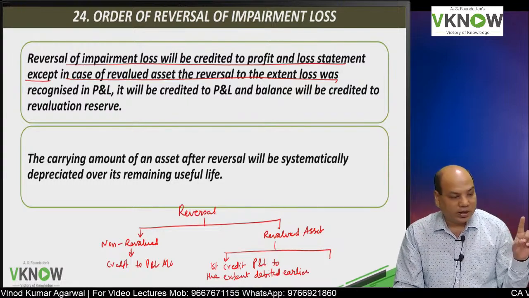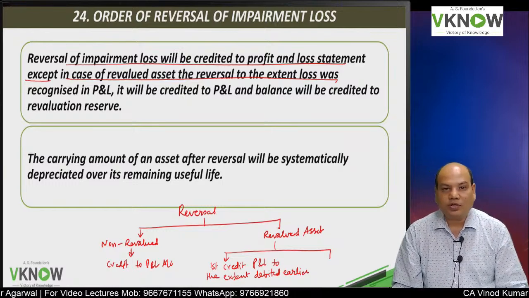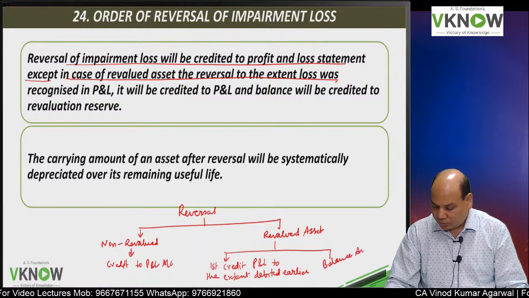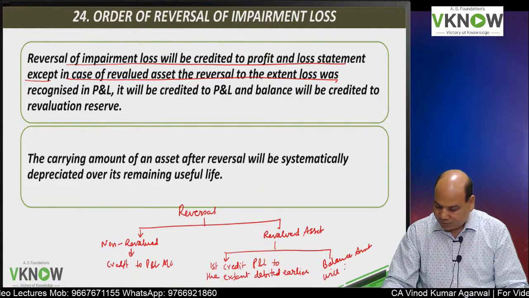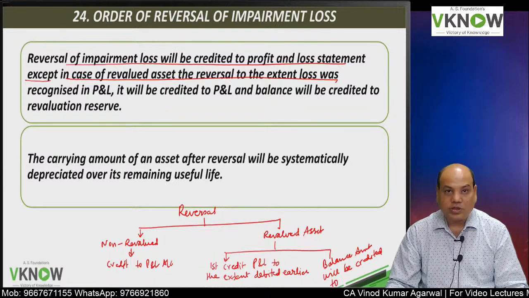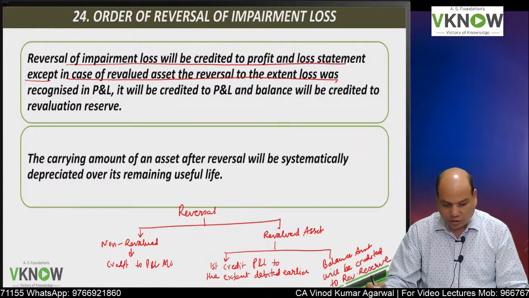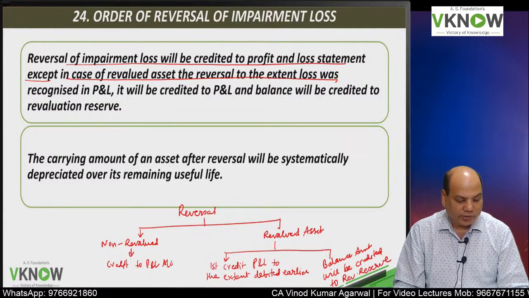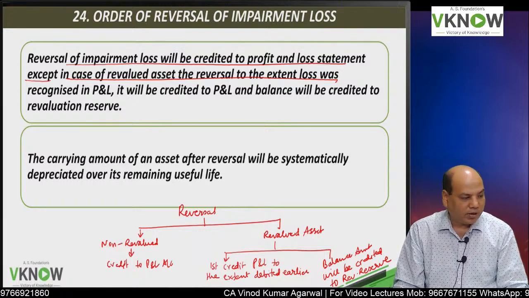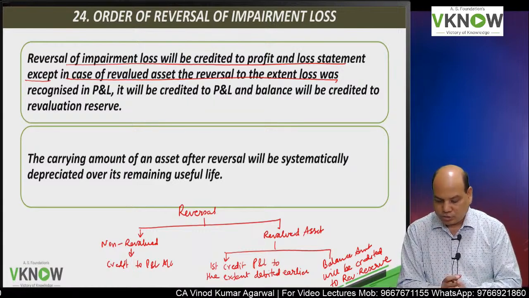Suppose when we provided the impairment loss we debited 50. So 50 I will first credit to the P&L account, and the balance amount will be credited to, guess which account? The balance amount will be credited to the revaluation reserve account.